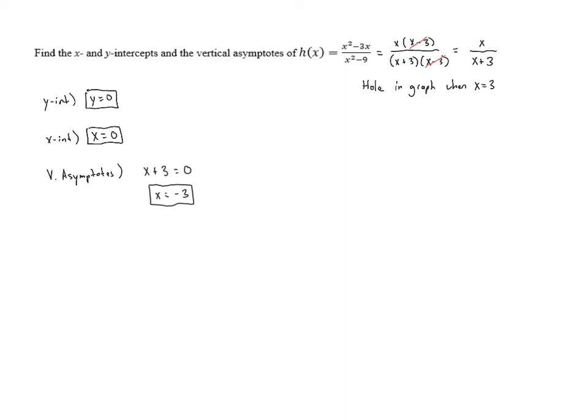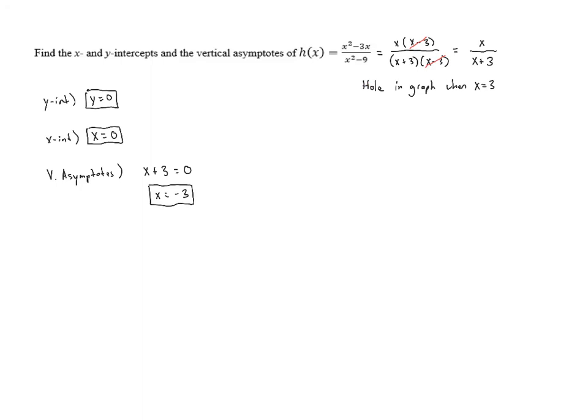Again, we will not have a vertical asymptote that corresponds to the factor x minus 3 in the denominator because it also appears in the numerator. When we have the same factor, like this, appearing in the numerator and denominator, this gives us the special situation of giving us a hole in the graph.